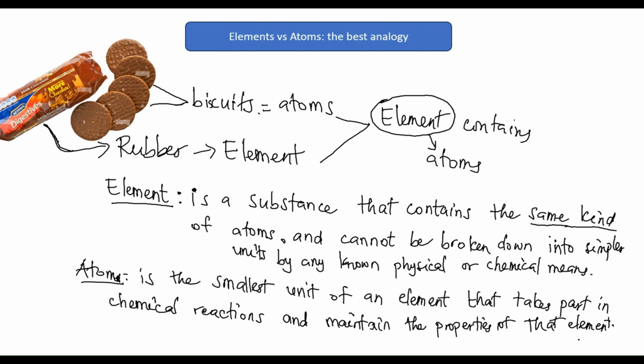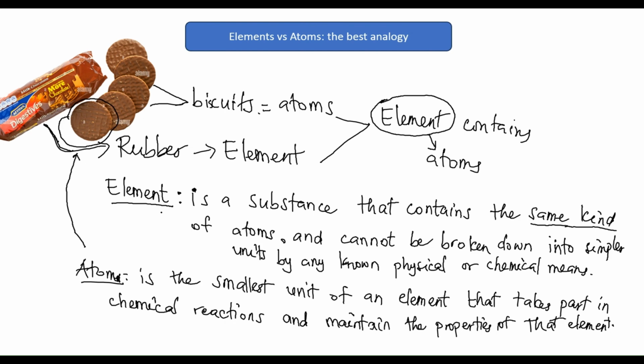So an atom is the smallest unit of an element, right? That takes part in chemical reactions and maintains the properties of that element. So how does it relate to our biscuit? We said the element is the rubber, the atom is the individual biscuit. So if you want to focus on this one piece of the biscuits, we said it is the smallest unit.